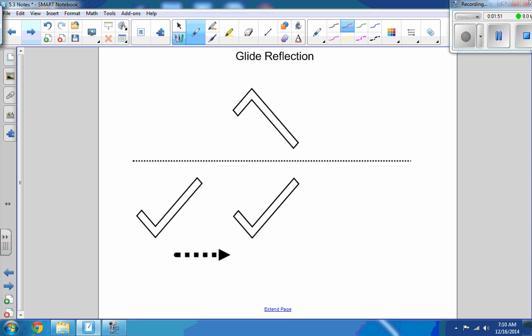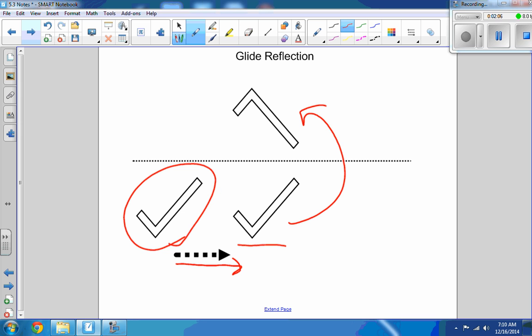A glide reflection is when you start with a translation, so we're just moving, in this case, from this check mark to this check mark. We then do a reflection across an axis or a line or whatever. This is called a glide reflection. We start with a translation, and then we do a reflection.